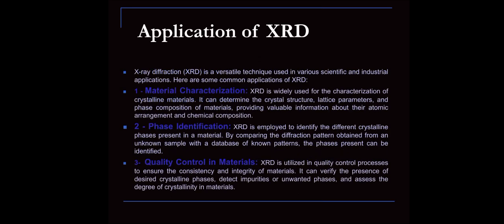Now, applications of XRD. There are different applications of XRD. First one, material characterization. XRD is widely used for the characterization of crystalline materials. It can determine the crystal structure, lattice parameters, and phase composition of materials, providing valuable information about the atomic arrangement and chemical composition. Second one, phase identification. XRD is employed to identify the different crystalline phases present in a material.